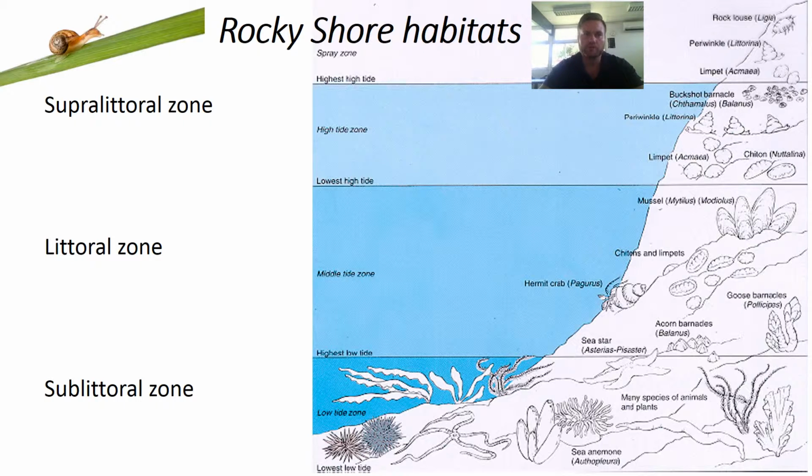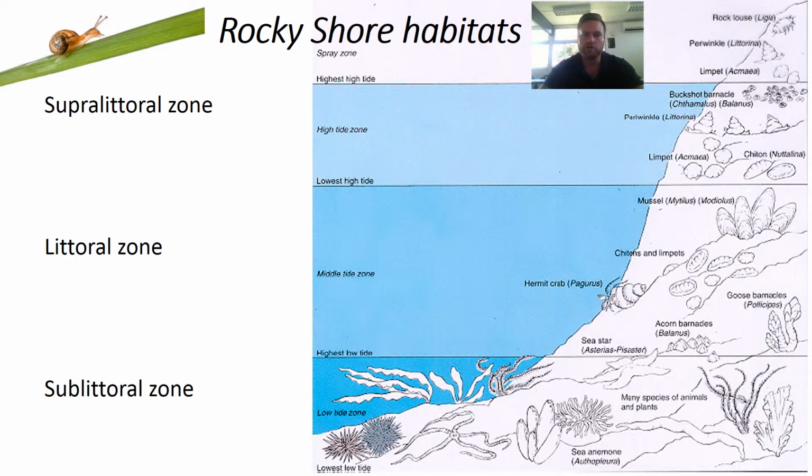Basically though, we're going to do one quadrat in the superlittoral zone, which is up above high tide, and so up there it's quite dry, very sunny, huge fluctuations in temperature, and not much moisture coming in because the tides can only occasionally reach up there.